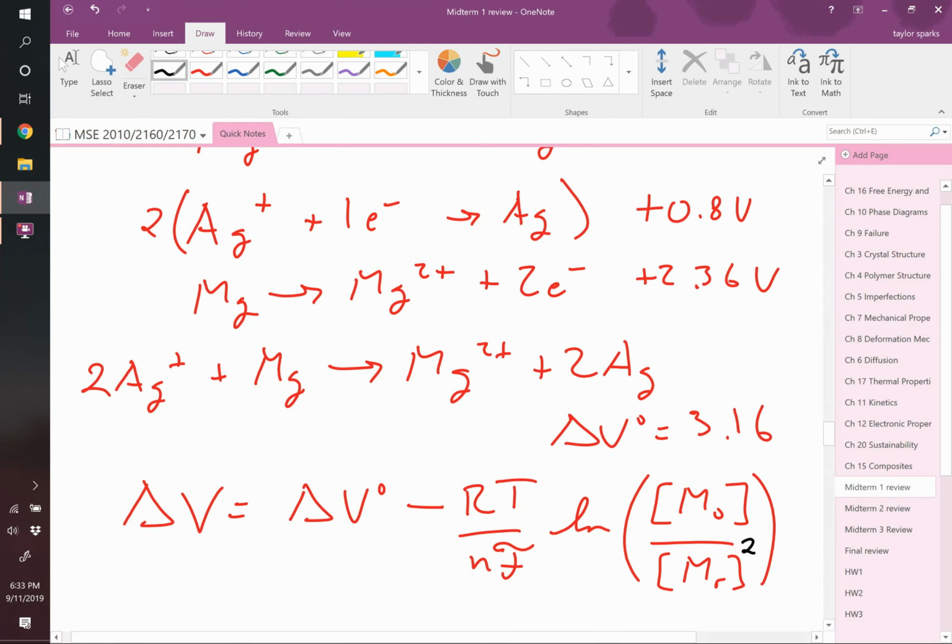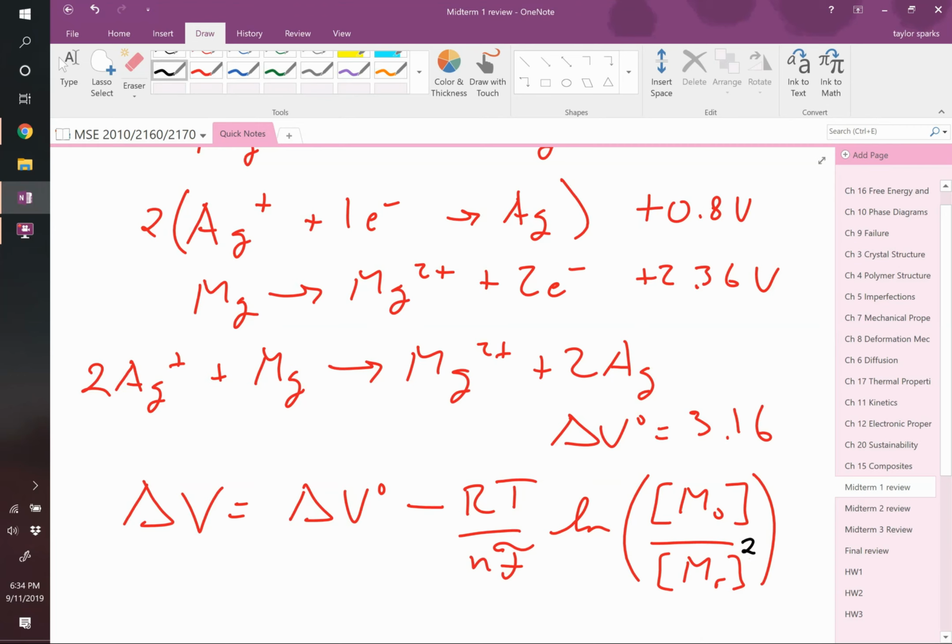Okay? So if I gave you the actual concentrations of magnesium 2 plus, silver 1 plus, the temperature, you could actually tell me what the overall voltage is. It's going to be probably pretty close to this unless we've got some crazy difference here. It's probably going to be in the neighborhood of 3 volts.